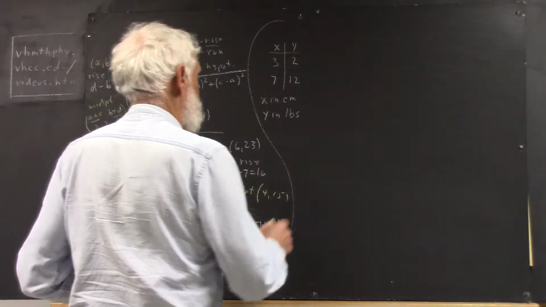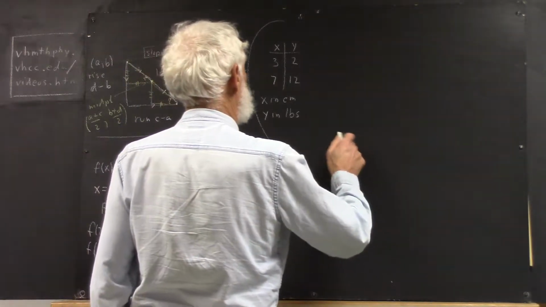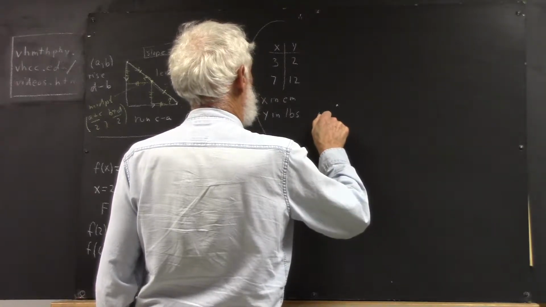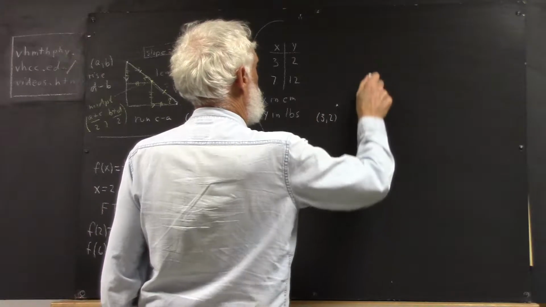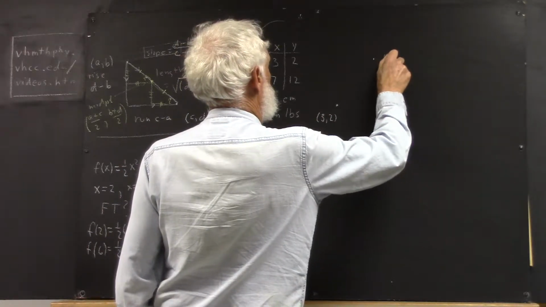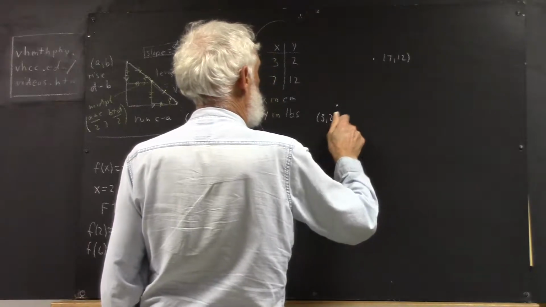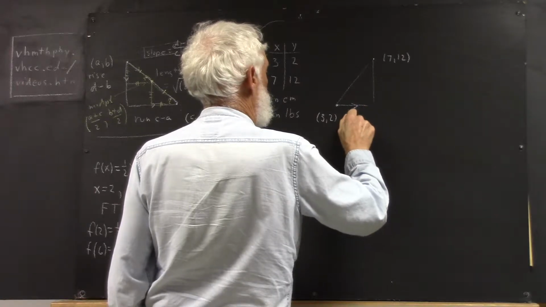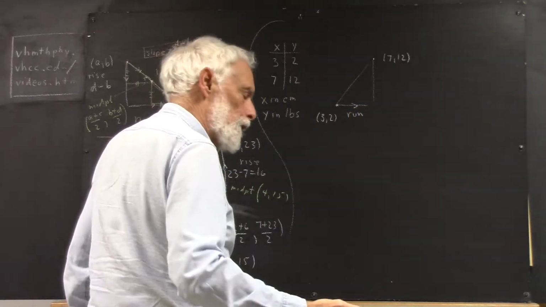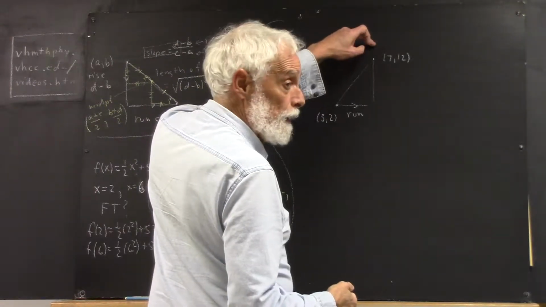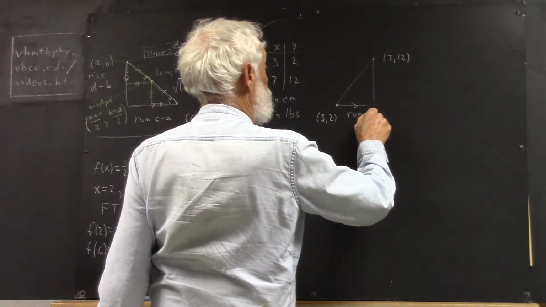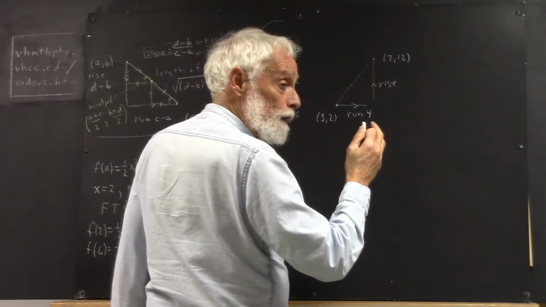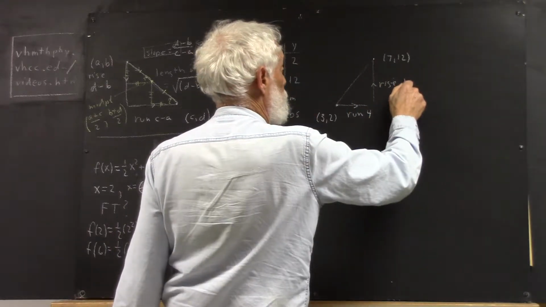So that what we have is a fundamental triangle with the point 3, 2 and the point 7, 12. I'm not going to write out the calculations. Clear that from 3 to 7 the displacement is plus 4, so the run is 4. And from 2 to 12 the displacement is plus 10, so the rise is 10.